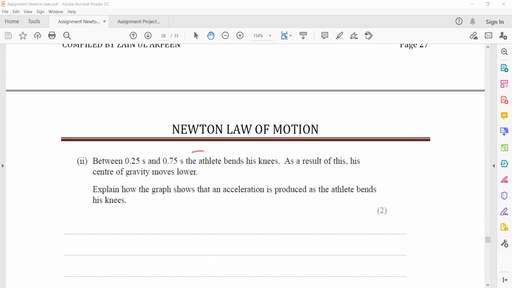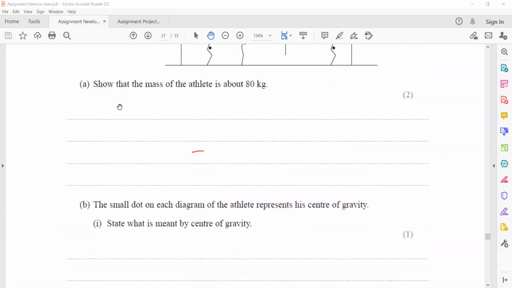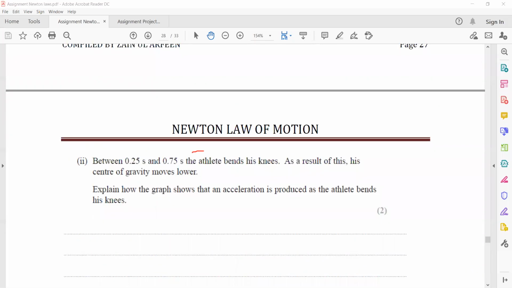So you can see for the part B2, as he bends his knees, the reaction force is less and the weight is more. So there will be a resultant downward force, hence there is acceleration, because whenever there's a resultant force, there's acceleration.